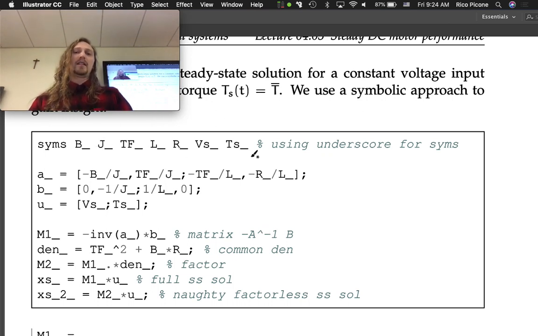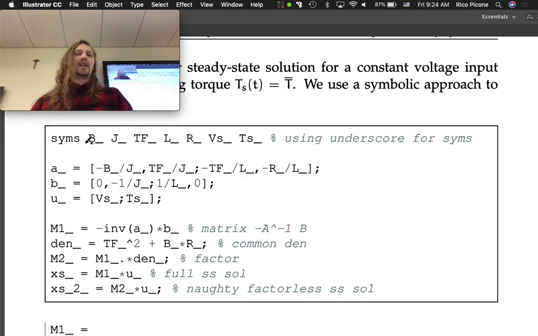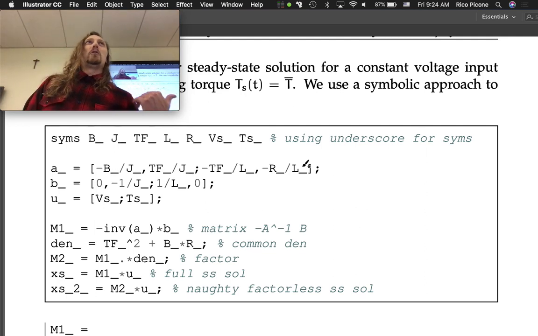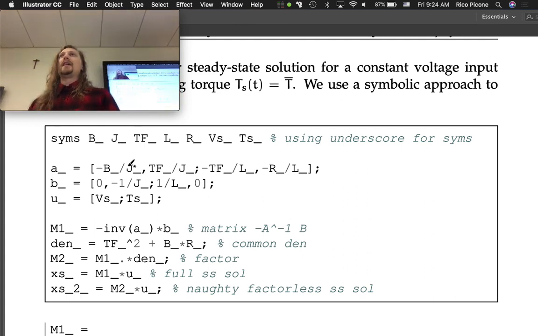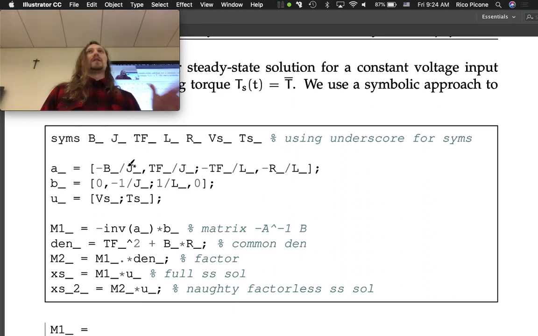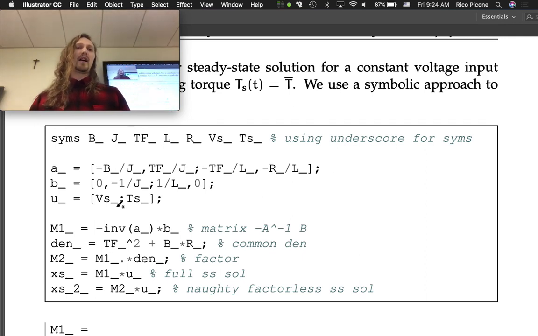So I define symbolic variables here, B, J, TF, L, R, VS, and TS. And this is just my own idiom, adding the underscore afterwards. It's just so that when I'm in one script, I can define numerical values for all of these parameters in one variable. So B and R and whatever can be some numerical values, and then I'll do the B underscore, R underscore, etc. to say, oh, these are the symbolic versions of them. It's just my own convention. It's not necessary MATLAB syntax.